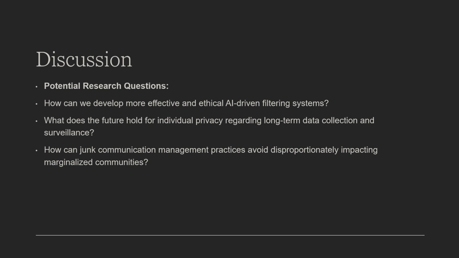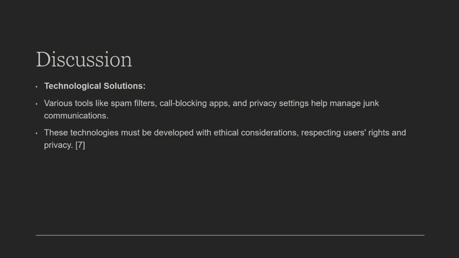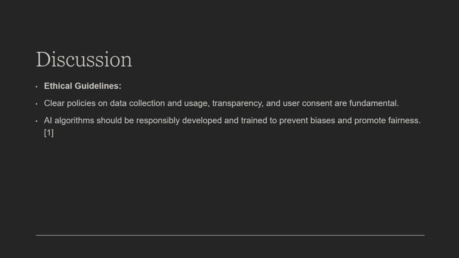The next topic that we are going to cover is technological solutions. Various tools such as spam filters, call blocking apps, and privacy settings are available to help manage junk communications. However, these technologies must be developed with ethical considerations in mind, respecting users' rights and privacy. Next topic is ethical guidelines. Clear policies on data collection and usage, transparency, and user consent are fundamental. AI algorithms should be responsibly developed and trained to prevent biases and promote fairness.